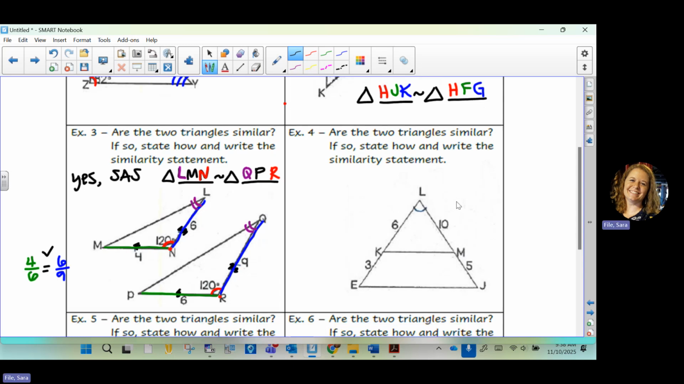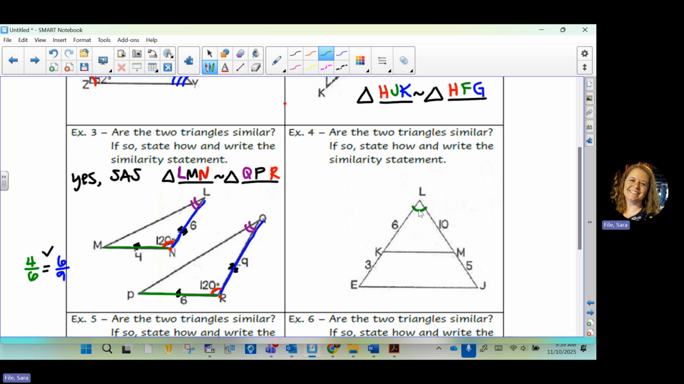All right, now a nested triangle. This is another nested triangle. They did not mark these parallel, and they didn't give us these angles as congruent, so we can't assume that they're parallel. So the only angle we know that's going to be the same in the small triangle and the big triangle is the angle that's a part of both. L has to be congruent to itself.